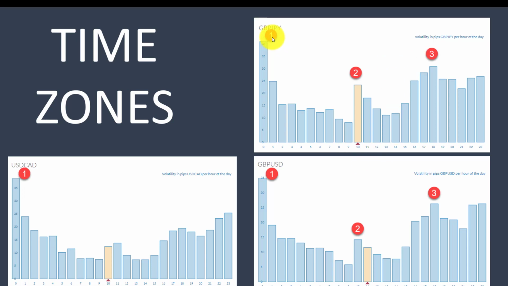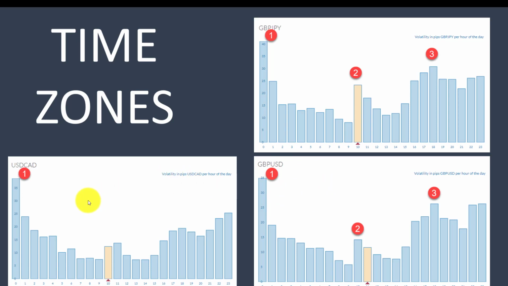So for instance, the pound yen has 3 peaks of volatility, one in the US market, one in the Asian market, and one in the UK market. So the pound USD will have the same: one in the American market, one in the Asian market, and one in the European market. Now here you can already see the difference in the profiles between the pound yen and the pound USD. This one is more volatile. Those numbers over there show the volatility. That's saying 40. This one's saying 35. So immediately you know the pound yen is more volatile than the pound USD.